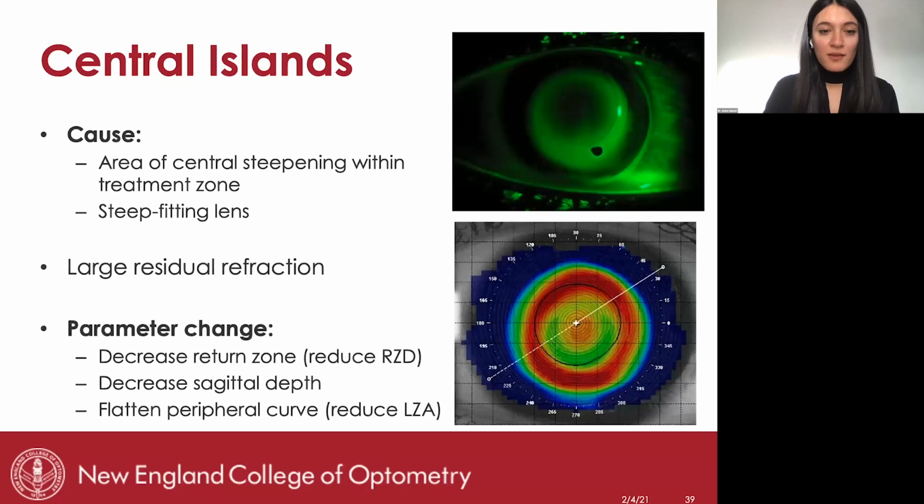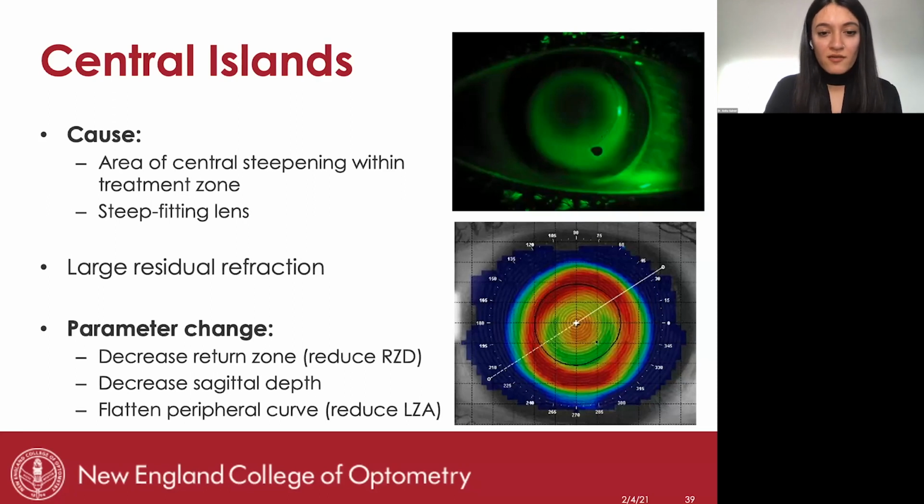All right, so some troubleshooting here. If you see a central island, which tends to be very common, especially initially, we usually see it within the first week for sure. I usually don't do anything at the first week. I wait until the second week. If that central island is still persistent, I then go ahead and make some changes to the return zone.